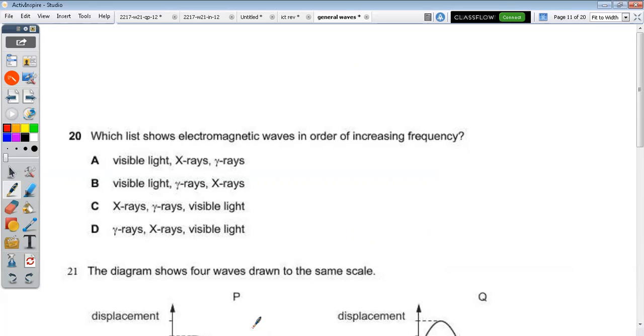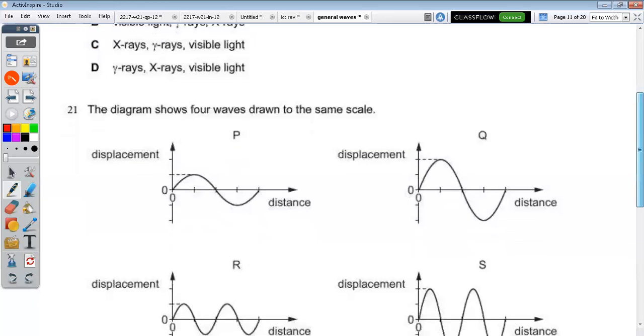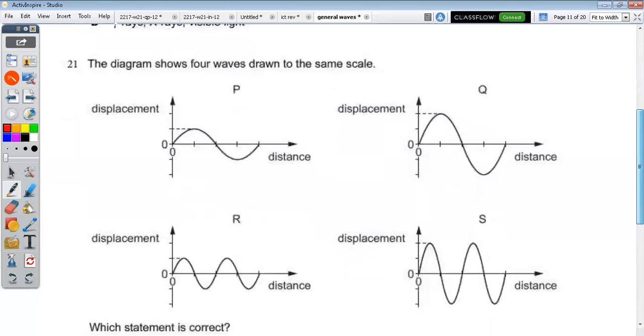Radio waves, visible, X-rays, correct. The slowest in terms of frequency will be your radio waves, but they have the greatest wavelength.